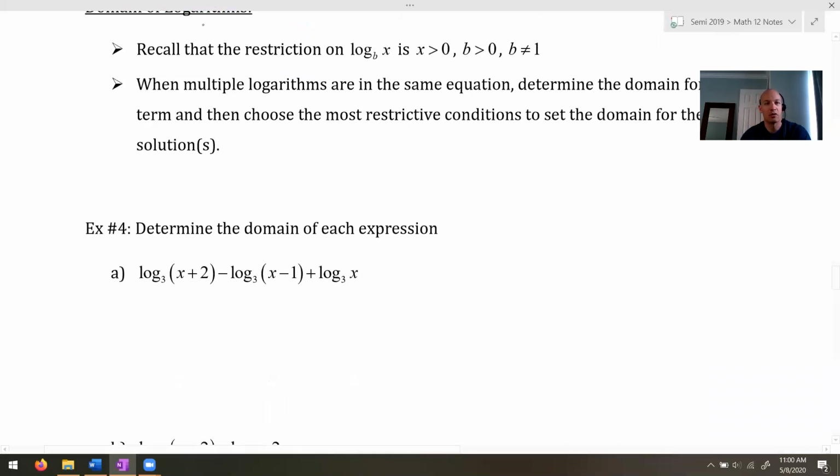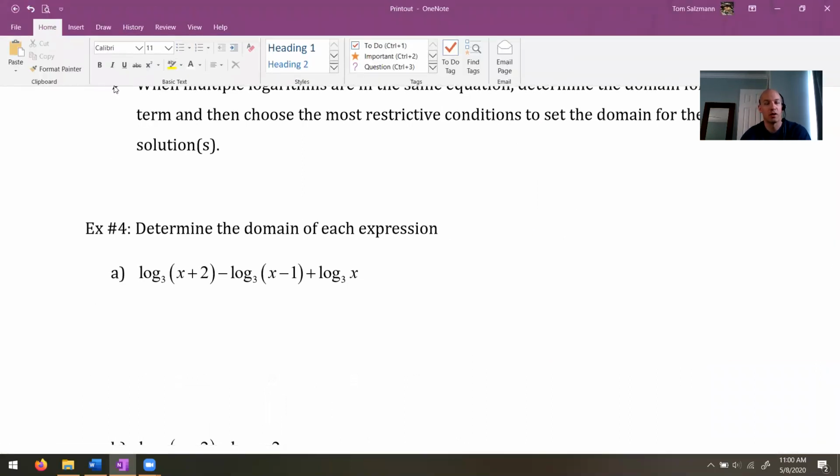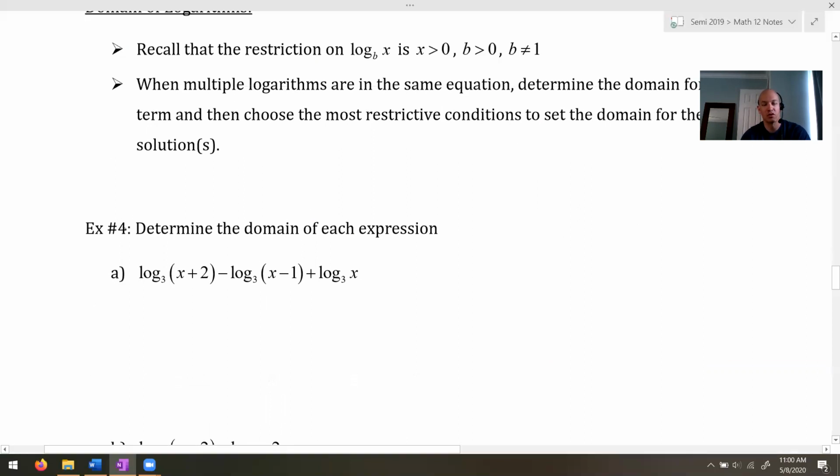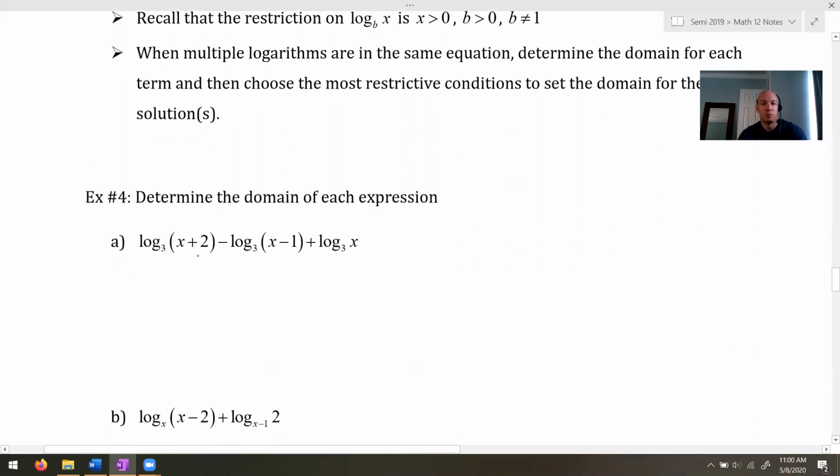Okay, so this says example number 4. Now, I think this was before I split this up into 2 parts, so this is the first example today, but I guess it's the 4th example of the whole thing. So determine the domain of each expression. So this is usually pretty simple. The first thing you better do is make sure that the bases are not variables, because sometimes they will be variables.